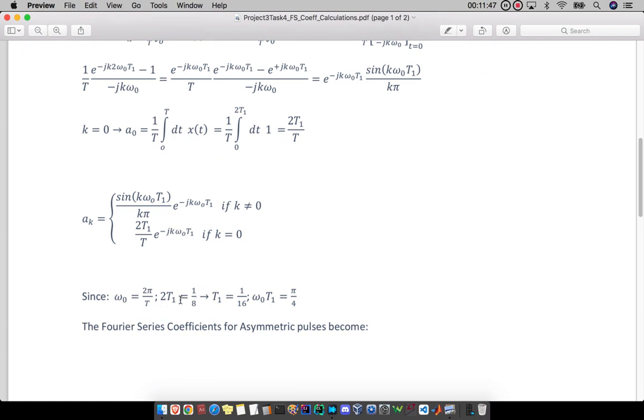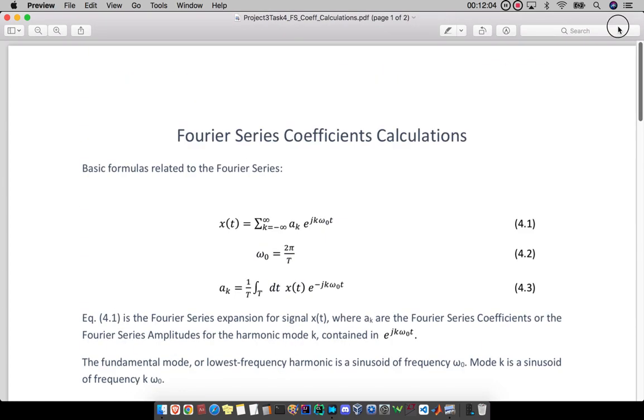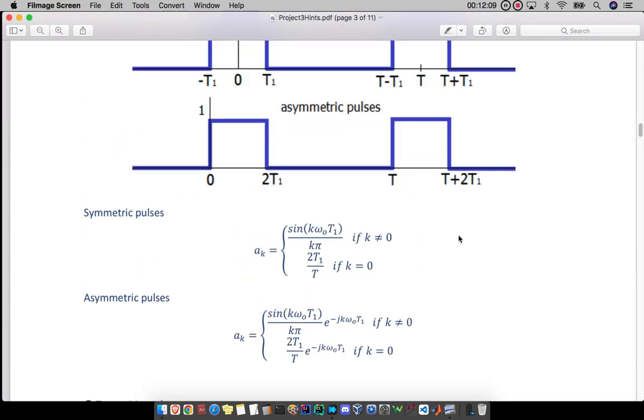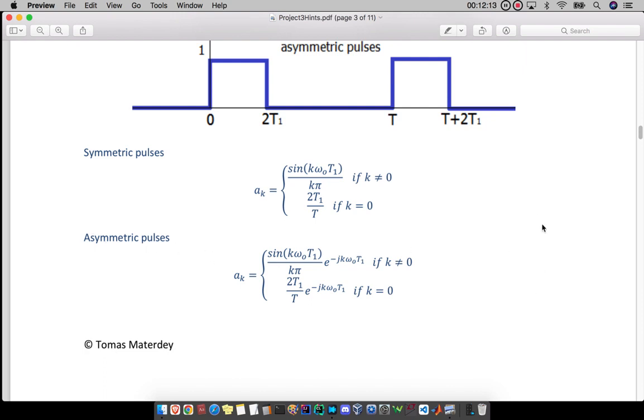And then, of course, dividing this by 2. There you go. And then multiply T sub 1 by omega naught. There you go. All right, so symmetric pulses and asymmetric pulses. The focus is obviously on the asymmetric pulses. And there you go.